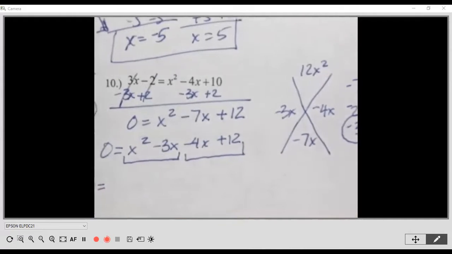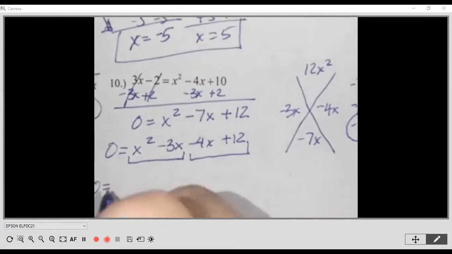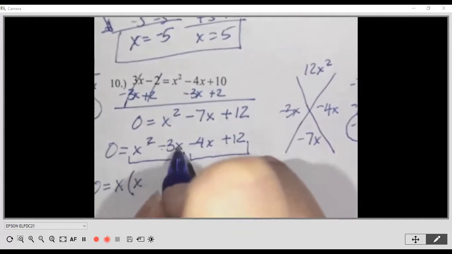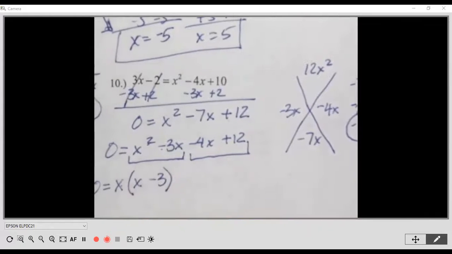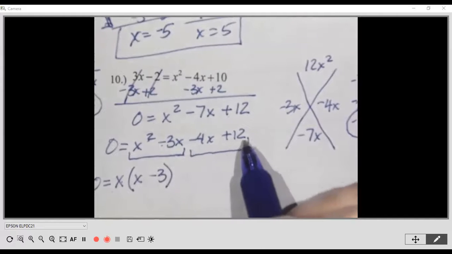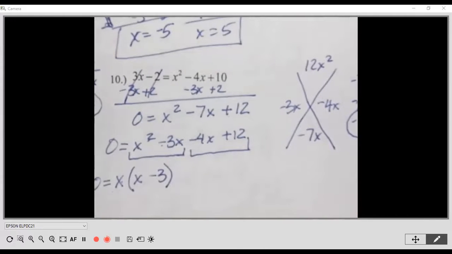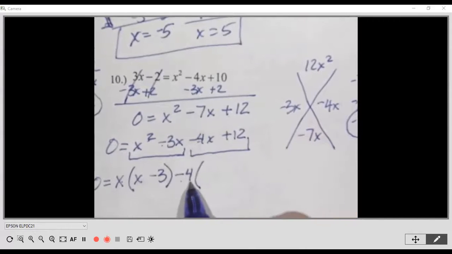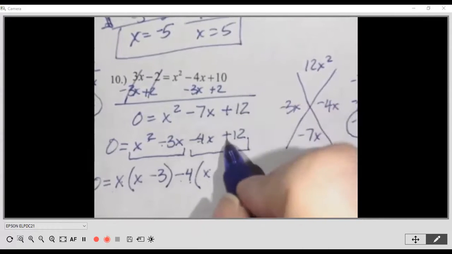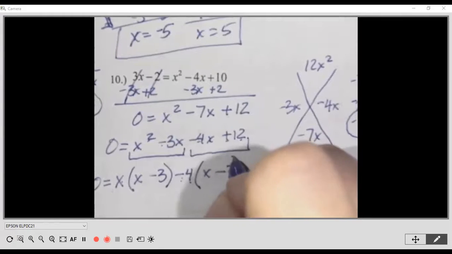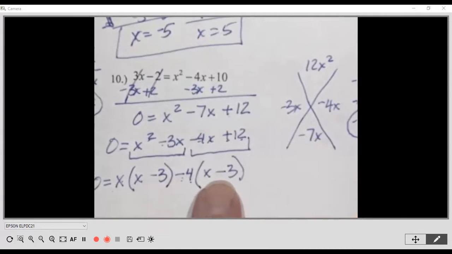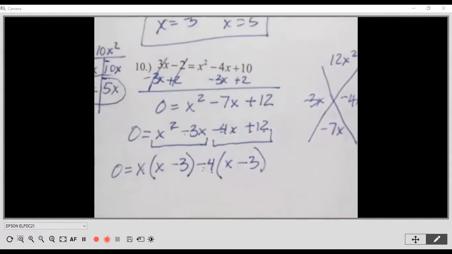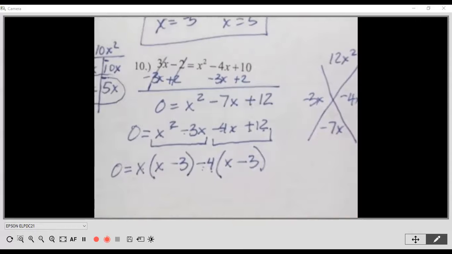What's the GCF of x squared and negative 3x? X. So I'm factoring out an x. X squared divided by x is x. Negative 3x divided by x is negative 3. Then I look at negative 4x plus 12. What's the GCF? Negative 4. I'm going to factor out that negative. What's negative 4x divided by negative 4? Positive x. What's positive 12 divided by negative 4? Negative 3. After I factored out the GCF, I have the x minus 3, the x minus 3. So I know I'm doing my factoring by grouping correctly.